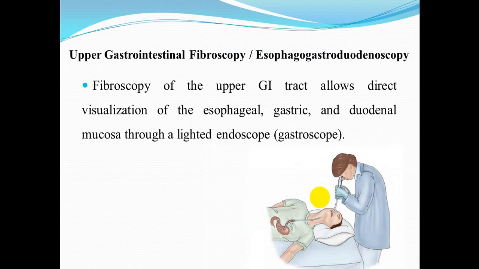Upper gastrointestinal fibroscopy, esophagus gastroduodenoscopy. Fibroscopy of the upper GI tract allows direct visualization of the esophageal, gastric and duodenal mucosa through the lighting endoscope, the gastroscope. From its name, esophagus gastroduodenoscopy, it enters and includes the esophagus and the gastric area in addition to the duodenum.